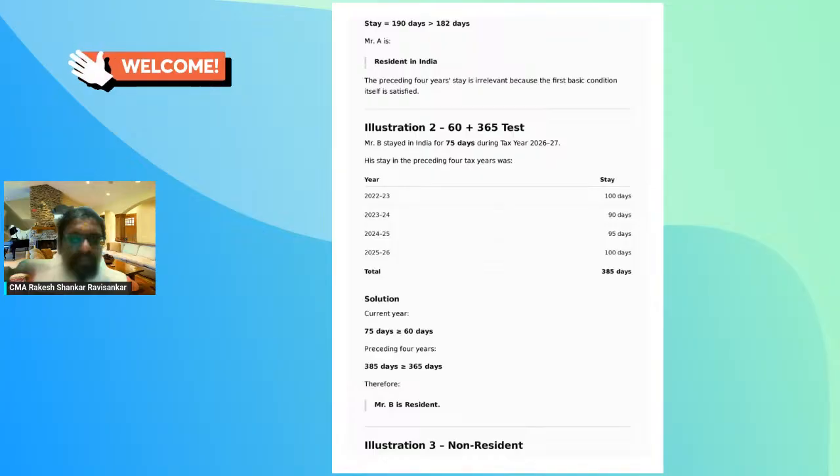So the second condition we'll have to immediately check. The first part of the second condition says he should have stayed for greater than or equal to 60 days, and he should have stayed in the preceding 4 tax years exceeding 365 days. Here in the current year, he has stayed for 75 days, and in the preceding 4 years, he has stayed for more than 365 days. So Mr. B is a resident here.